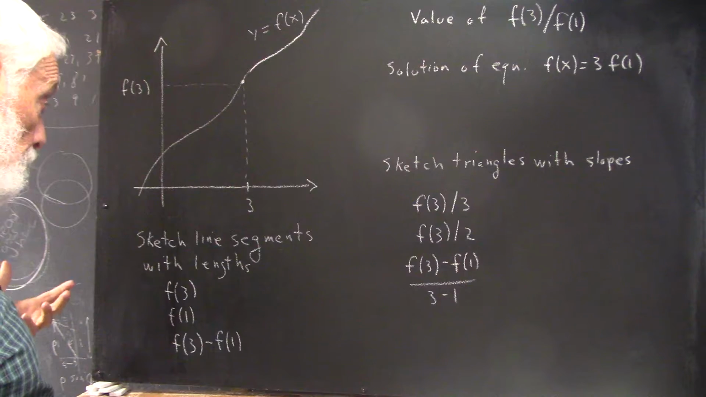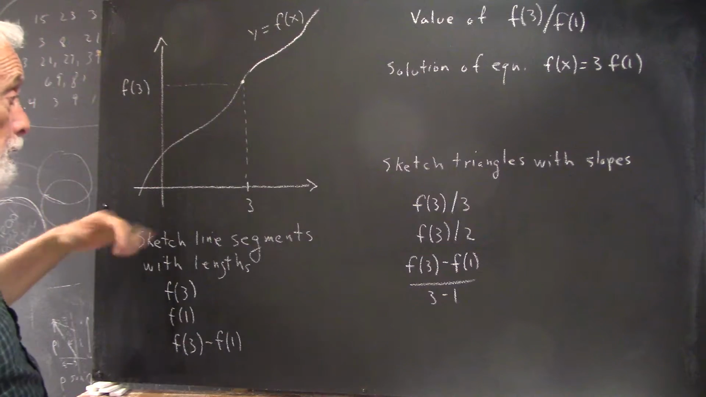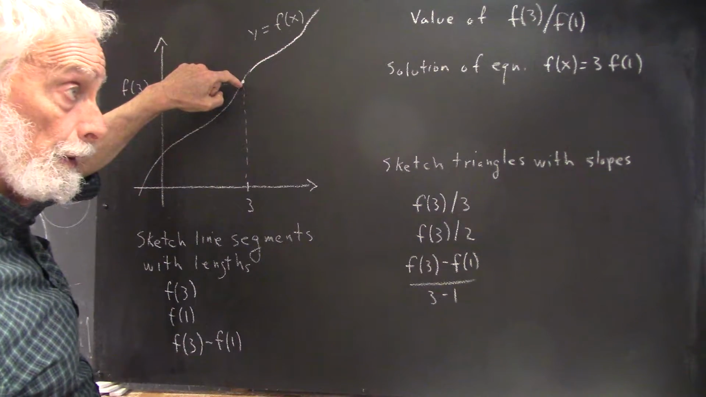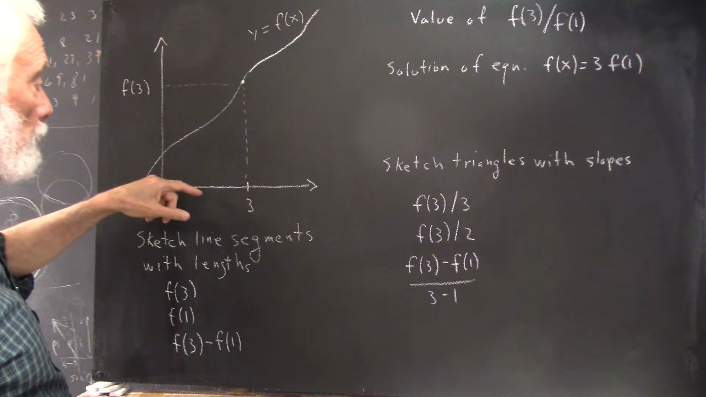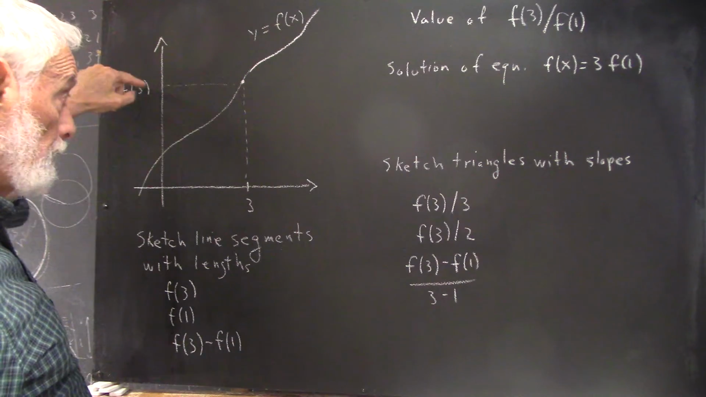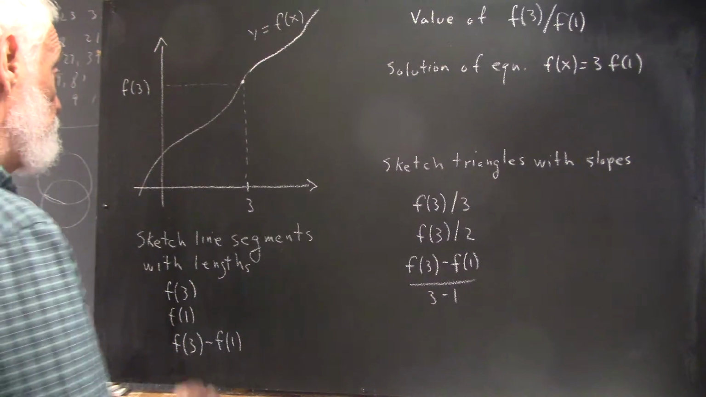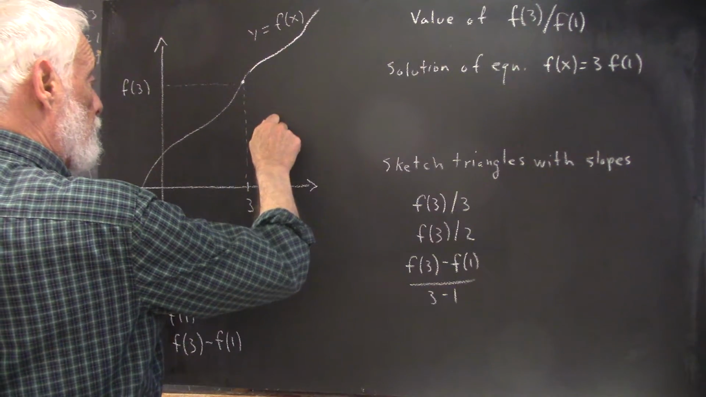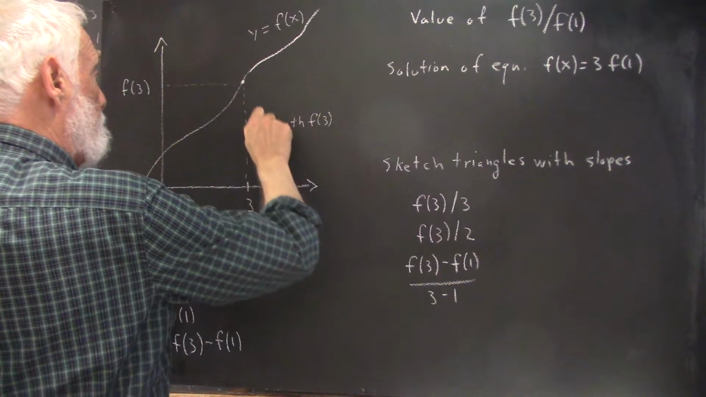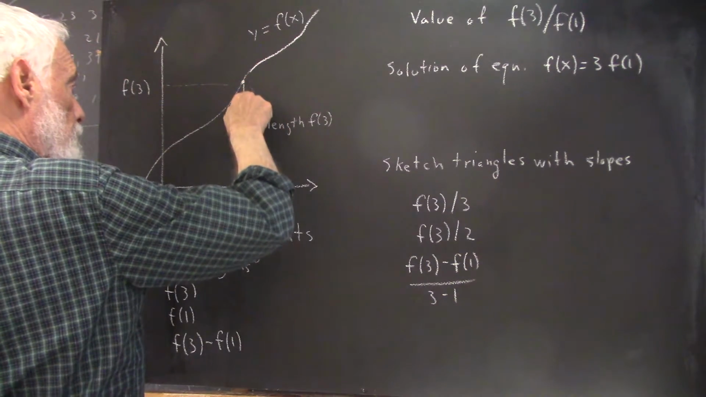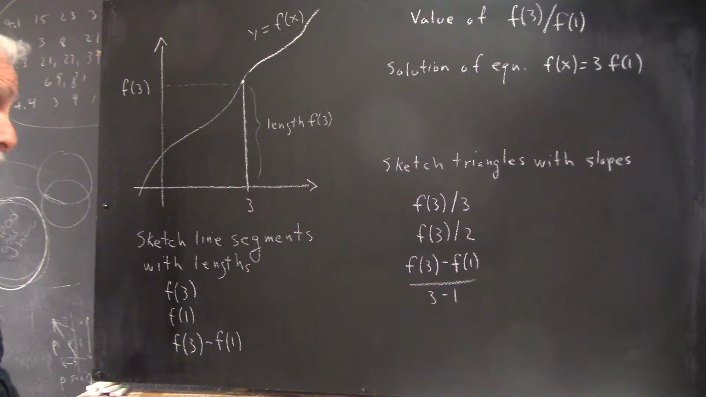What is a line segment whose length is equal to f of 3? Well, actually we have two of them sitting here waiting for us. We have the line segment from here to here and the line segment from here to here. And if we wanted to draw any line segment from the x-axis vertically up to this dotted line, this projection line here, it would also have length f of 3. Now, keep it simple. I'm just going to say length f of 3, this segment right here.